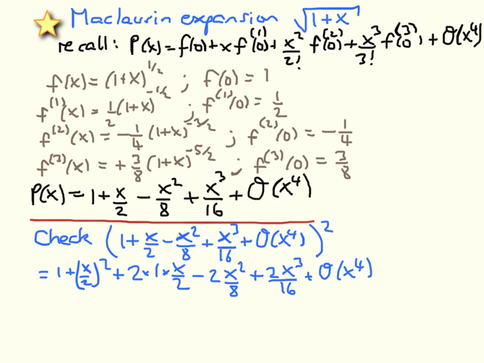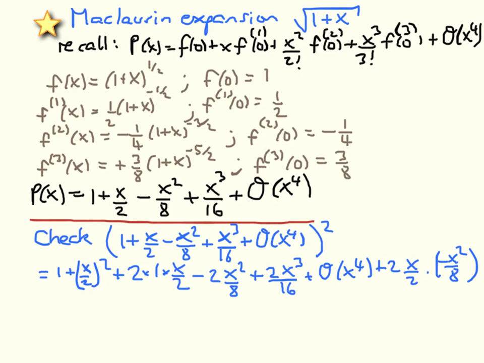So we're going to get plus 2x over 2 times minus x squared over 8. That's also a term of order x cubed, so it should end up cancelling to just give us 1 plus x. And the next term would be x over 2 times x cubed. That would give us an x to the fourth term. There's no need to write it down. There are terms of order x to the fourth that we don't know. So let's just tidy this up a little bit.